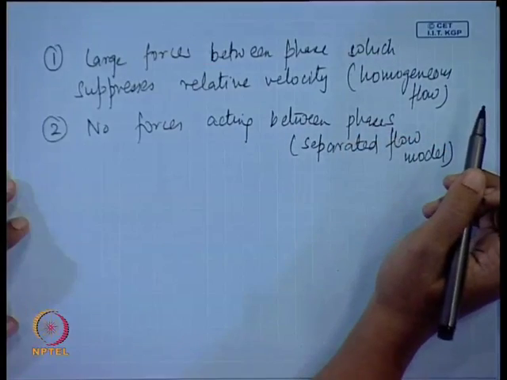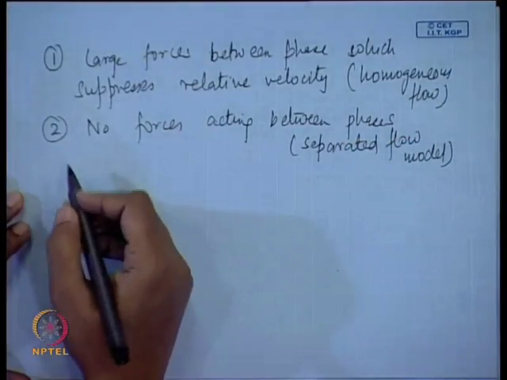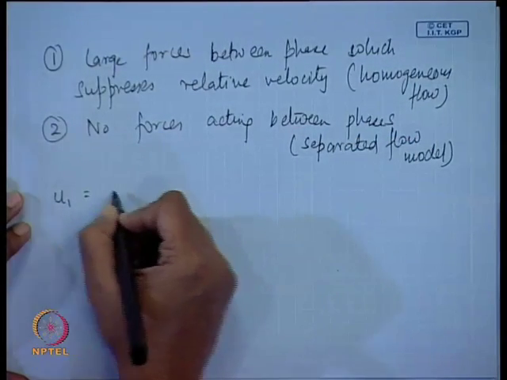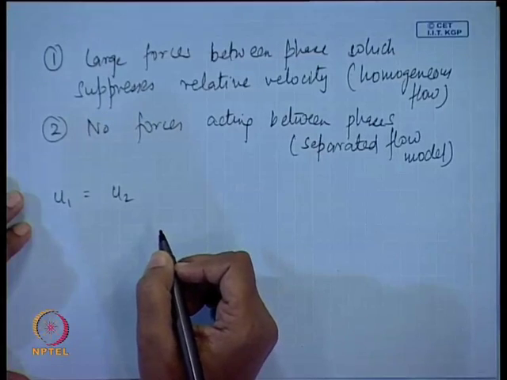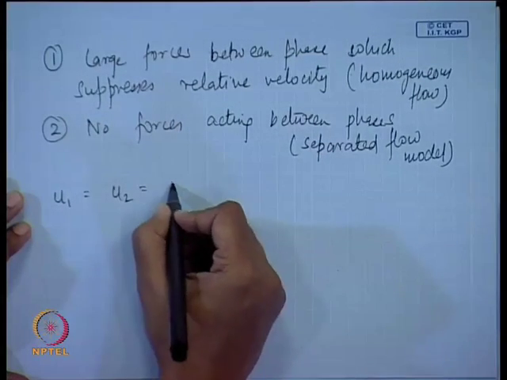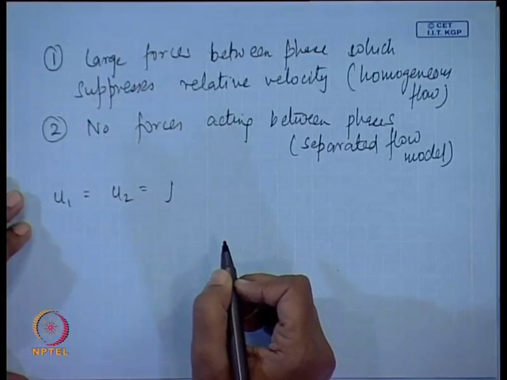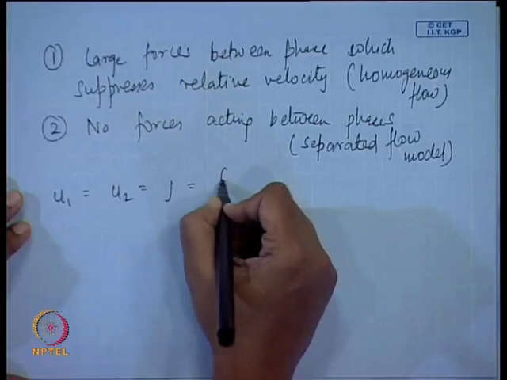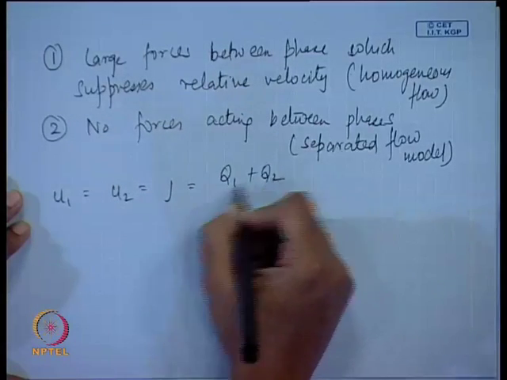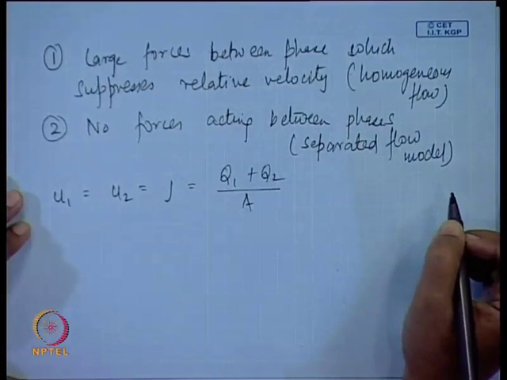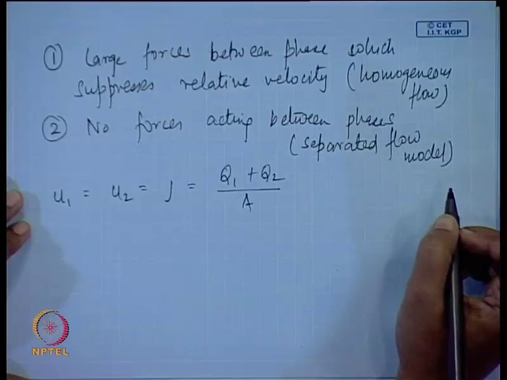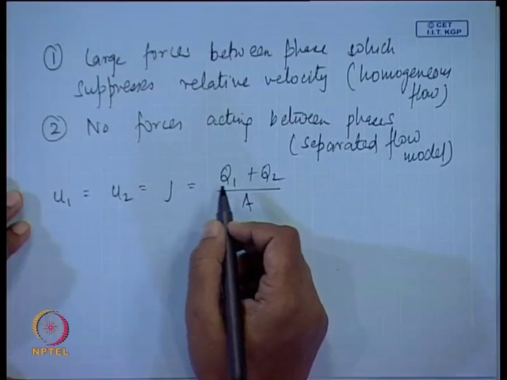So, when there are large forces acting between the phases, what can we assume? We can very well say that u1 and u2 are the same, no slip condition, and this is equal to J, the volumetric flux, which is equal to (q1 plus q2) by A. q1 and q2 are already given, correct. So, from this, what do we know?